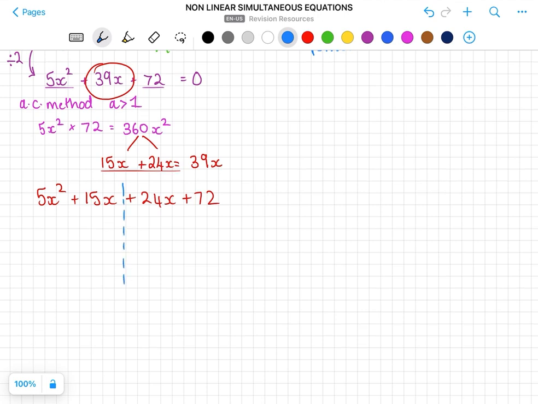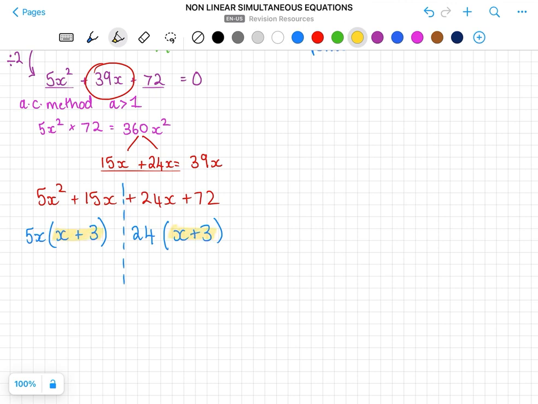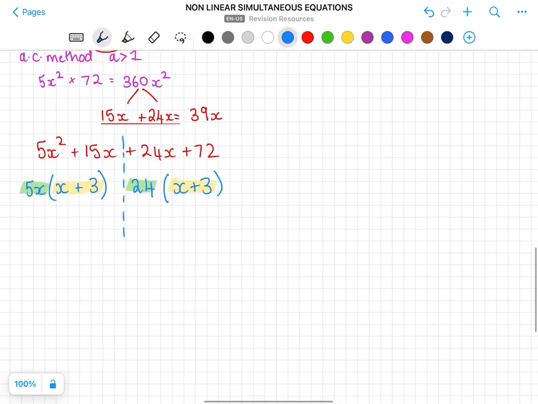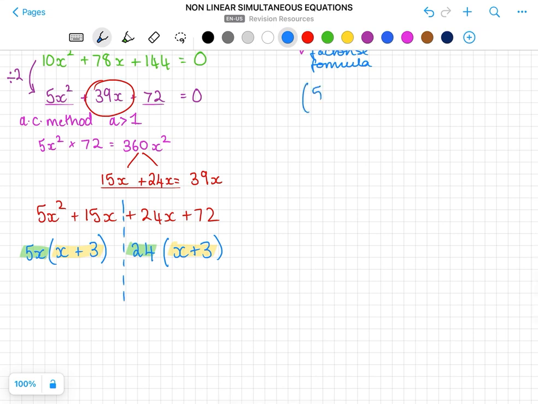Split this in half and factorise each half individually. Common factor of 5x squared and 15x is 5x, so we take that out and x plus 3 goes in our bracket. And then common factor of 24x and 72 is 24, leaving us with x plus 3. Which means x plus 3 is one of our brackets and 5x plus 24 is the other. 5x plus 24 multiplied by x plus 3.